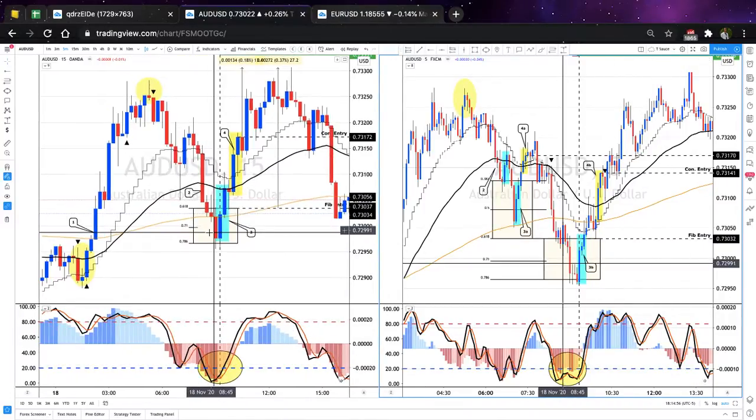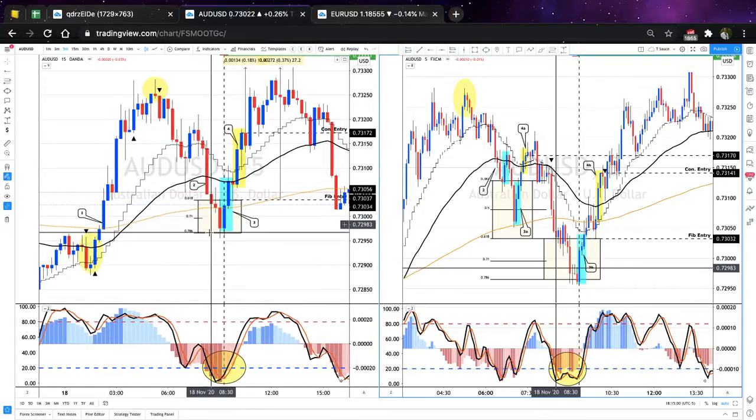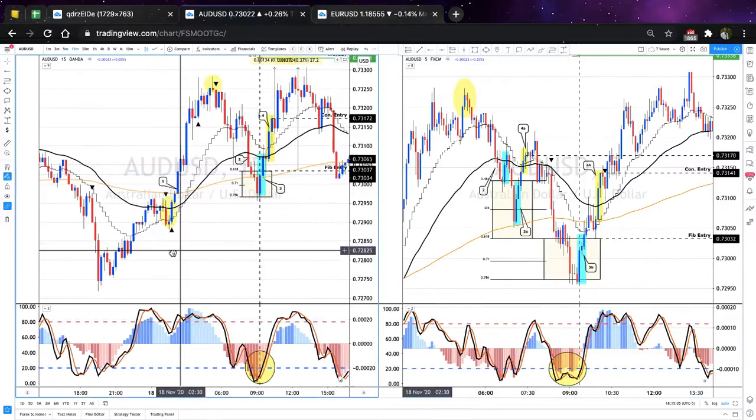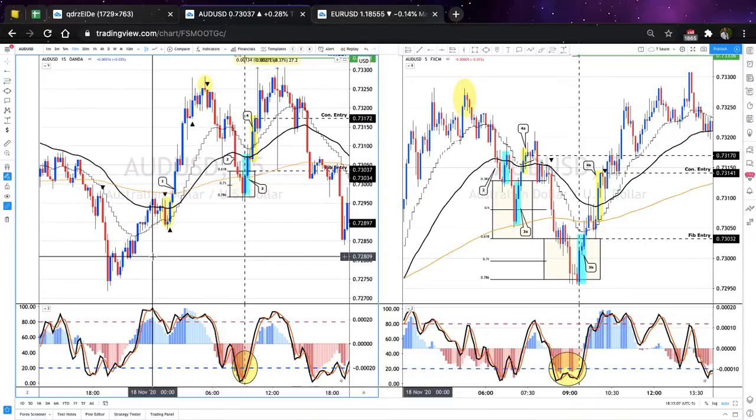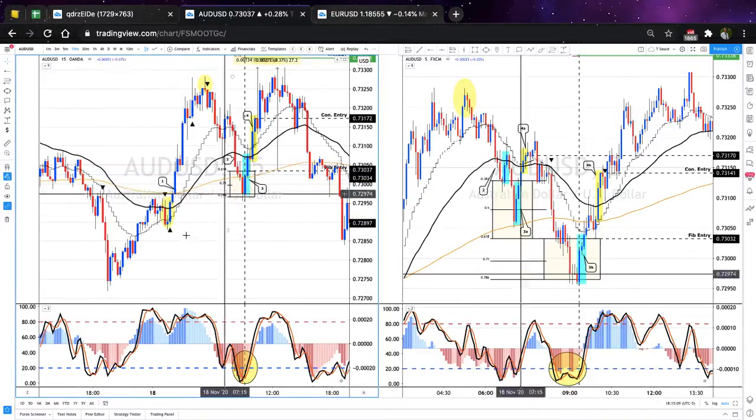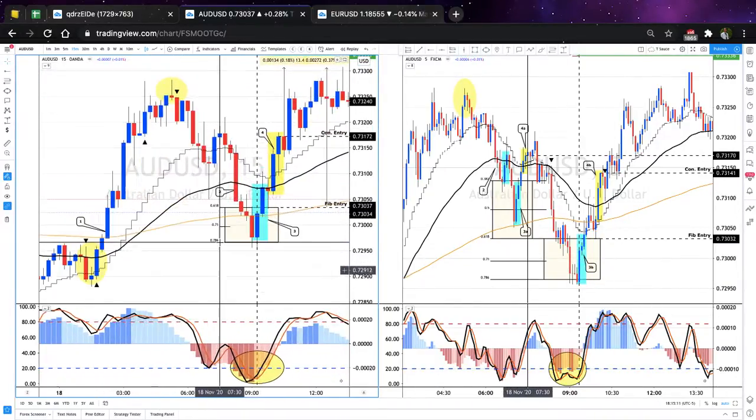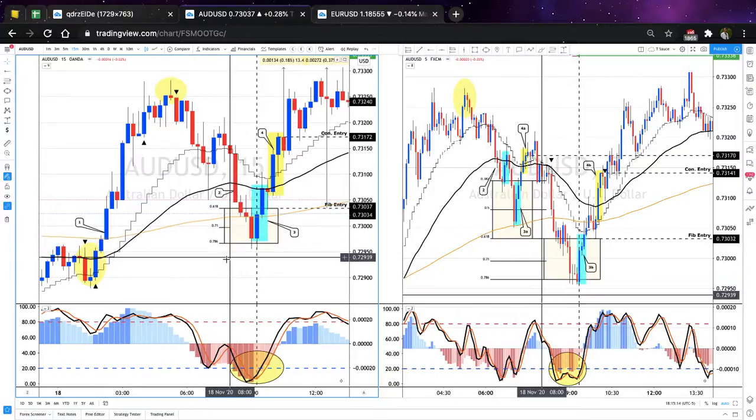But overall, the higher time frame is more important because you want to be able to identify and find the trend. So on the 15-minute time frame, you can see that price is above the 200 EMA, indicating that we are in an uptrend. So overall, we should be looking for buys.